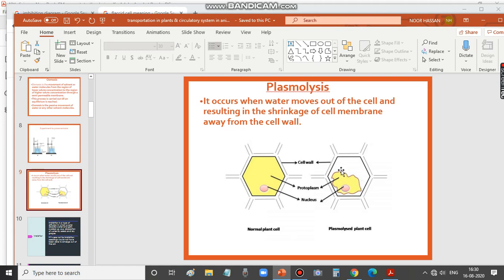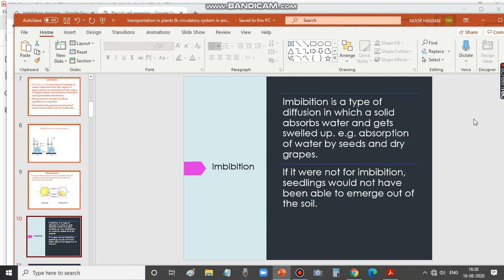This is also a kind of movement, and this is another kind of movement called imbibition. It is a type of diffusion in which a solid absorbs water and gets swelled up.